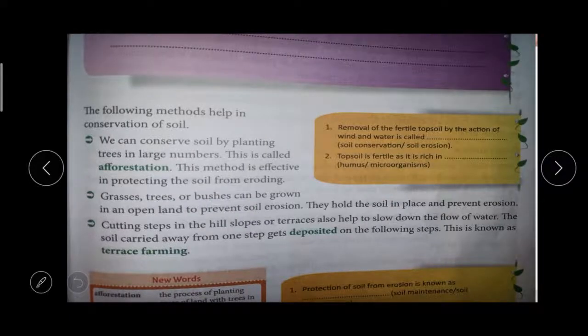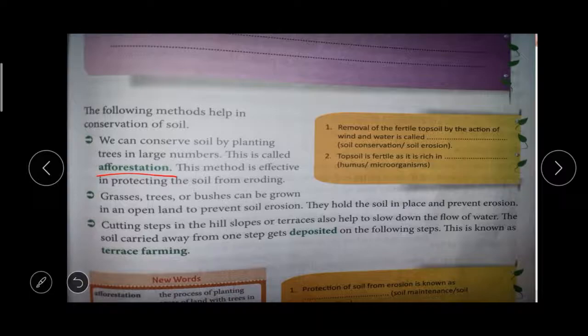We can conserve soil by planting a large number of trees. This is called afforestation. So what is this called? Afforestation. We can conserve the soil by planting a large number of trees, that is called afforestation. This method is very effective in protecting the soil from erosion. Then grasses, trees and bushes can be grown. We can grow grasses, trees and bushes in the open land to prevent soil erosion, because they help to hold the soil and this prevents soil erosion.